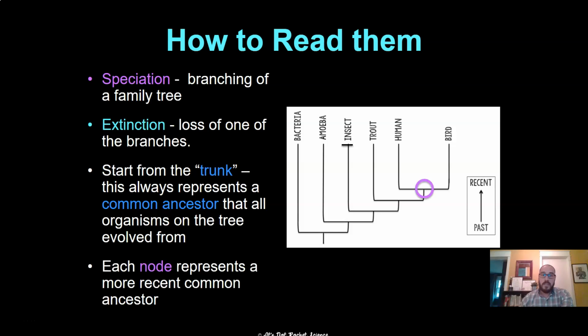All right. So if we read this thing, we start from the trunk, which is the bottom here, and then we can go up to each one of these nodes. So these nodes right here, or like this one's already circled, this is showing you a common ancestor and then the divergence from that common ancestor to a human and a bird.